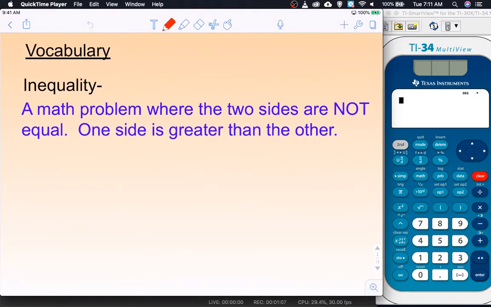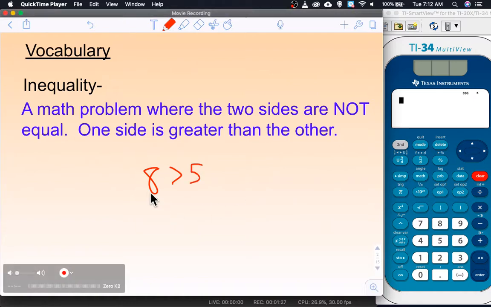Vocabulary. The one vocab word is the word inequality. An inequality is a math problem where the two sides look like an equation, but it's not an equation. The two sides of the math problem are not equal. One side is greater than the other. So 8 is greater than 5. That's an inequality. The two sides are not equal.